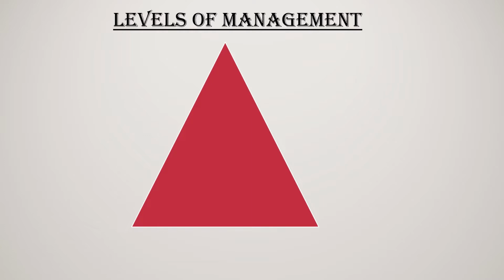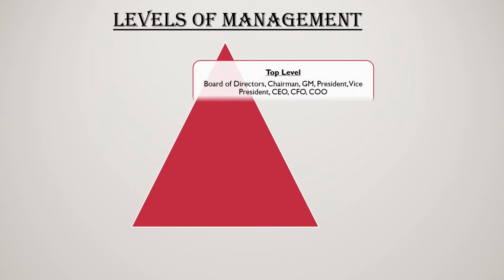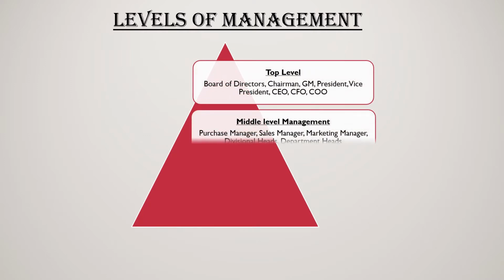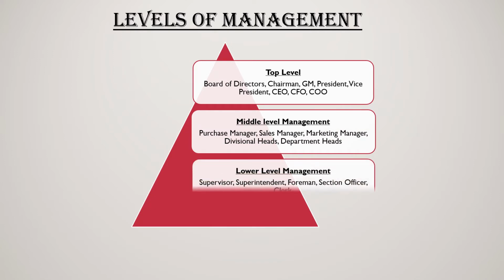So this authority basically creates a chain which flows from maximum authority at the top level to lowest authority at the lowest level. According to this chain of authority, the various levels of management are categorized into three. First is top level management, second is middle level management, and third is lower level management. This lower level management is also called supervisory or operational level.